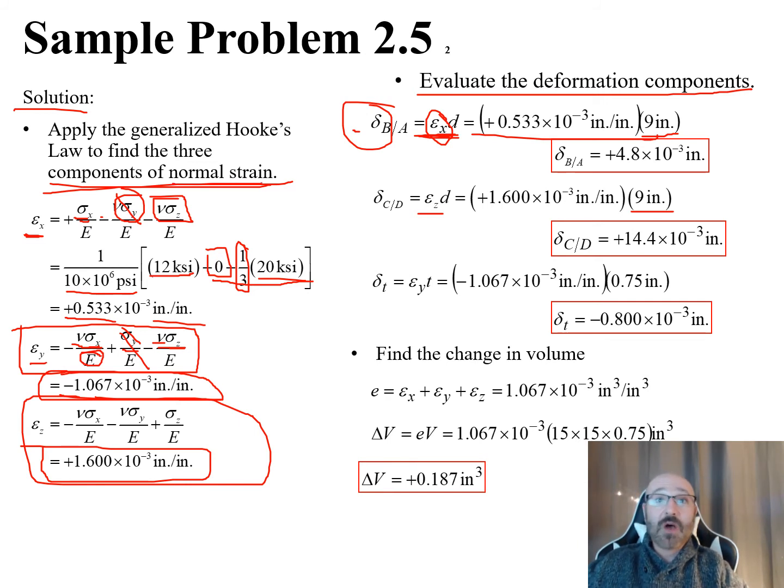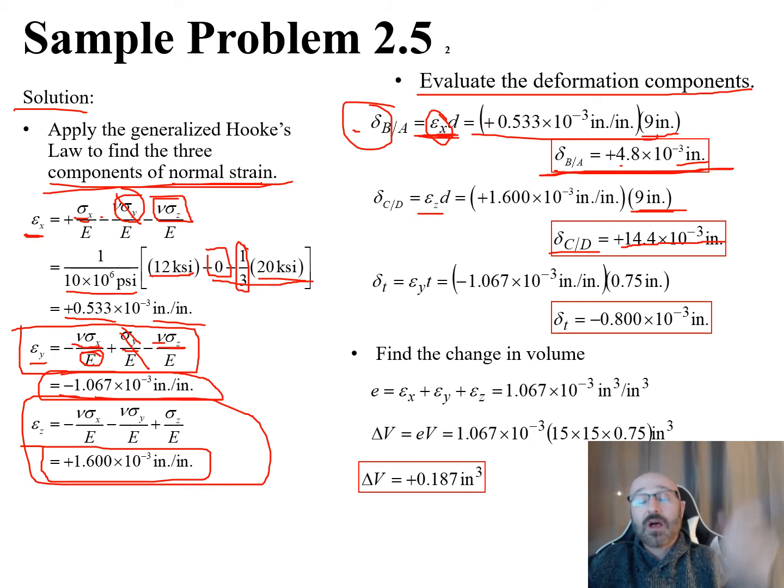So we can come up with our deformation for BA and our deformation for CD over here, and we do that off of that initial 9-inch diameter. We see that it deforms in the AB direction by 4.8 times 10 to the negative third inch, and in the CD direction by 14.4 times 10 to the negative third inch. So we can see how that changes based upon the initial diameter and those initial loads that were applied to it. So that was two of the things they asked us to solve for in this problem.